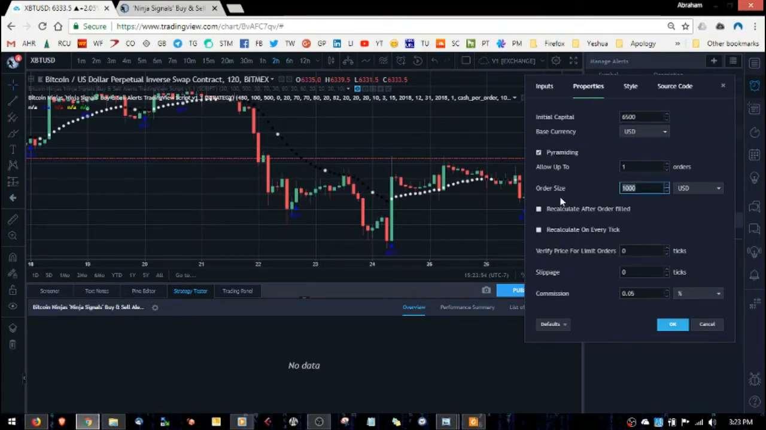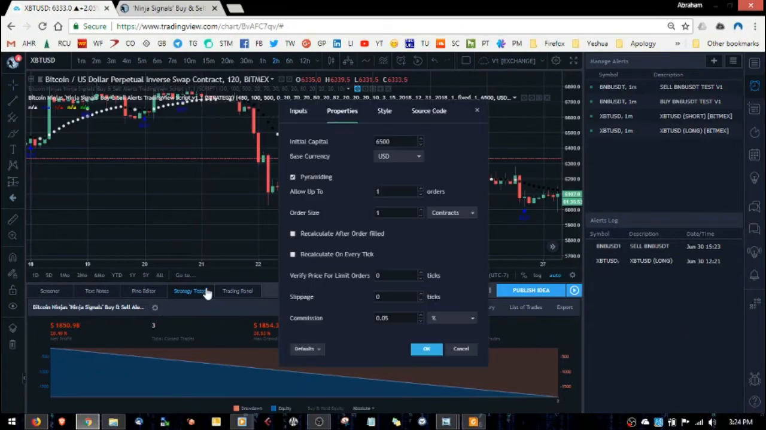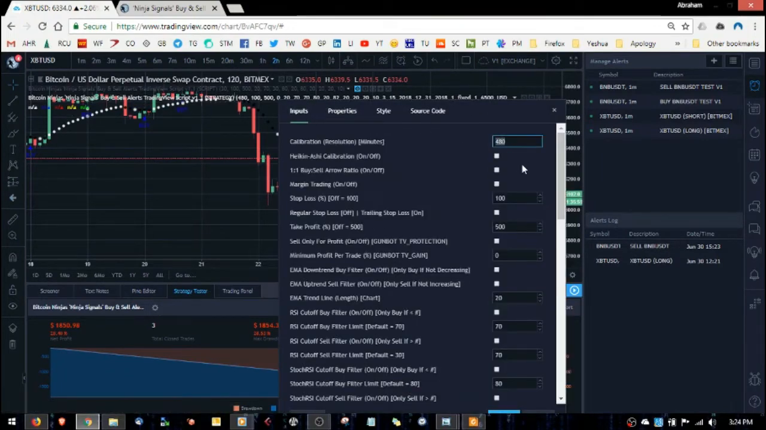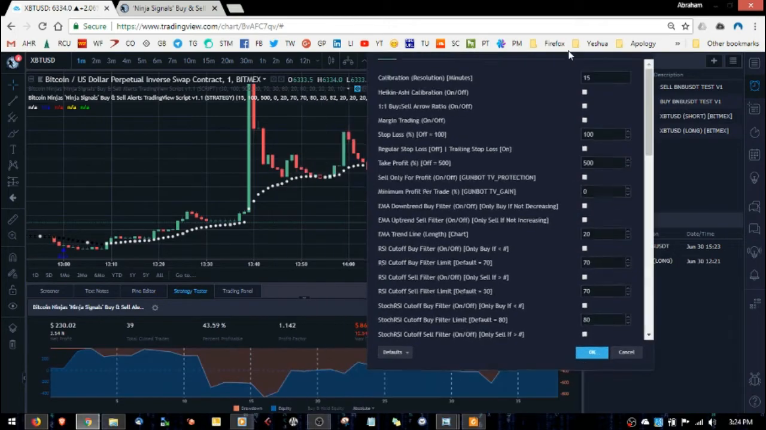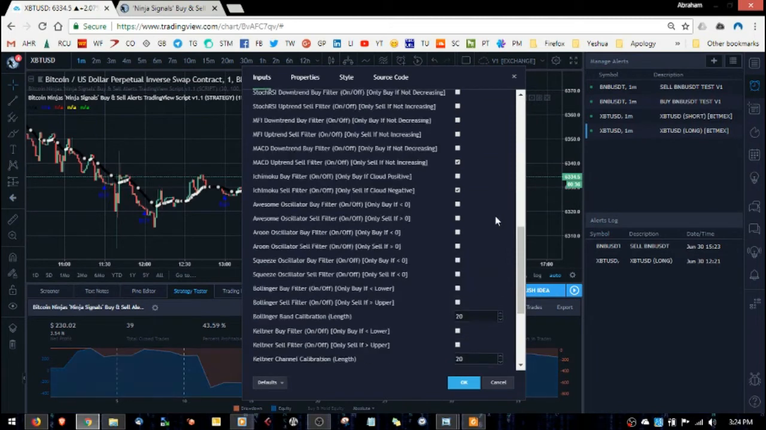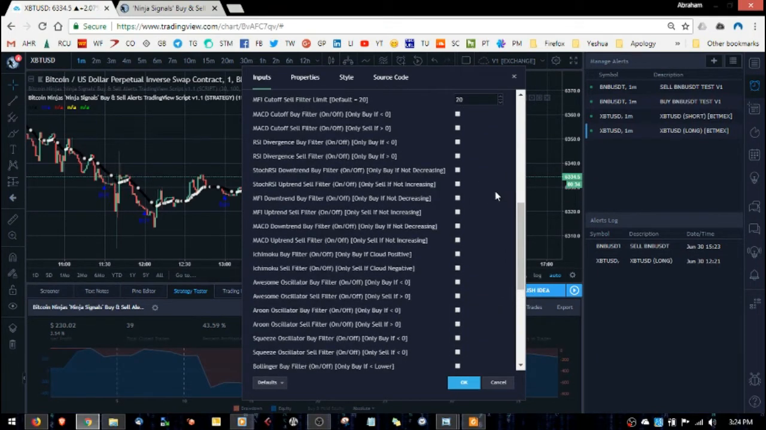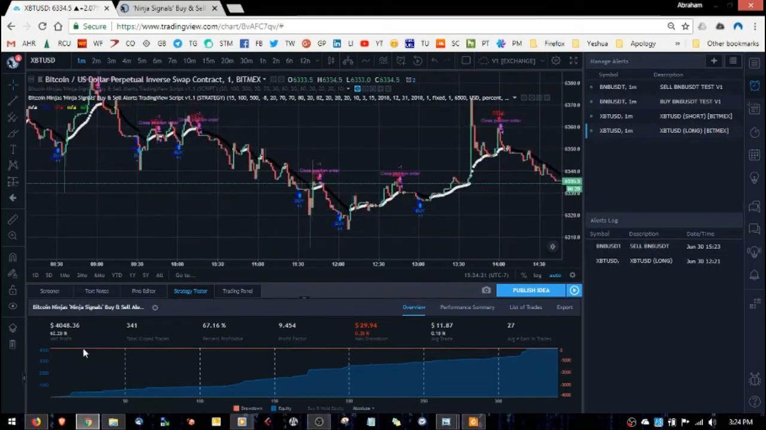We then change our order size to be 1 contract or 1 Bitcoin. And that makes mathematical sense because we're going to bet 1 Bitcoin each time, and our initial capital is equal to 1 Bitcoin worth of US dollars. Just going to try and get some profitable settings up here really quickly. Turn off the filters here. Okay, there we go. You can see with Bitcoin now it's working successfully.